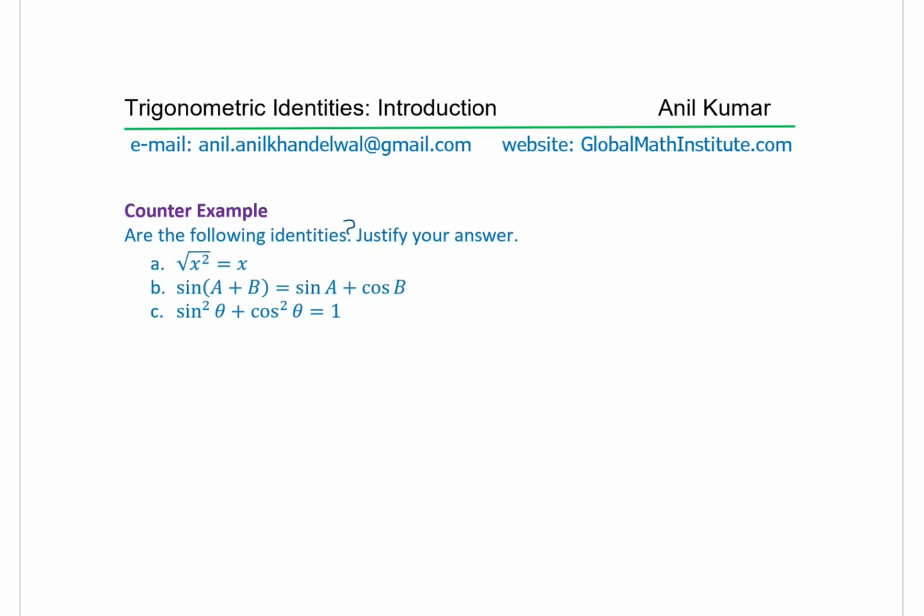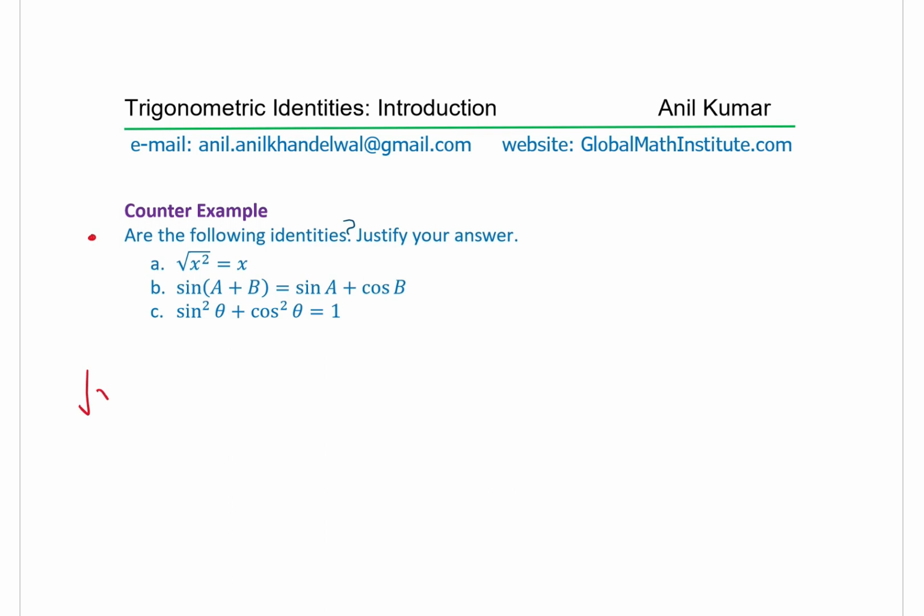So what we are looking into is counterexamples. The question here is, are the following identities? We need to justify our answer. We have three equations here. The first one is square root of x squared equals x. Is it an identity? The second one is sine (a plus b) equals sine a plus cos b. Is it an identity? And the third one is sine squared theta plus cos squared theta equals 1. Is it an identity? So the first one seems to be an identity.